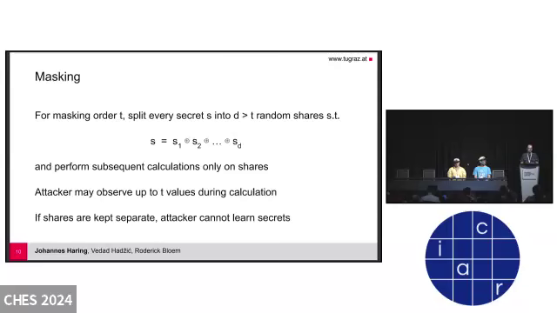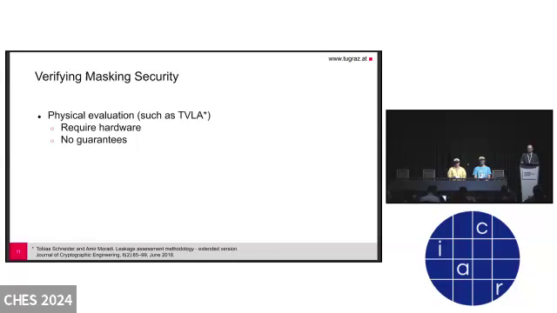And if we perform this correctly and all of the shares are kept secret or handled in a way that the attacker is not able to get all of the shares, then the system is actually secure against power side channel attacks. However, the hard part is to actually get this correct. Now, we obviously need to verify that we got it correct. So how do we verify this? One way is to use physical evaluation strategies such as TVLA, which unfortunately require actual hardware. We need to make actual measurements.